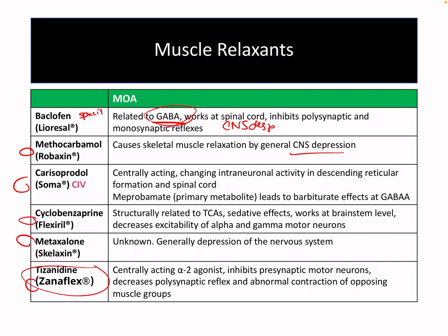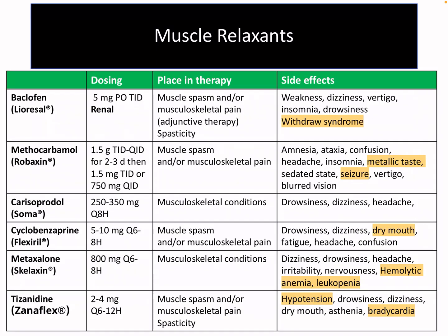Methocarbamol causes overall CNS depression as well. Notably, cyclobenzaprine is structurally related to TCAs, and for that reason they have many anticholinergic side effects associated with them. And tizanidine is a central-acting alpha-2 agonist. This is very similar to the blood pressure drug clonidine, so it will have similar side effects to it. It is good to note that carisoprodol is a controlled substance. Baclofen overall's place in therapy, and all these agents' place in therapy really revolves around muscle spasms and musculoskeletal conditions.